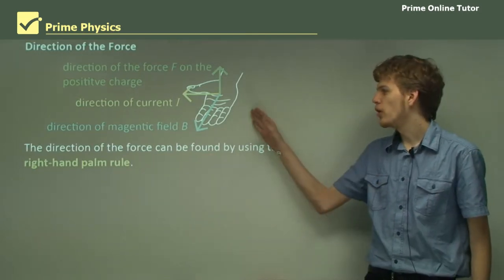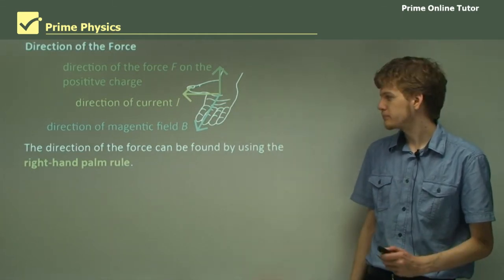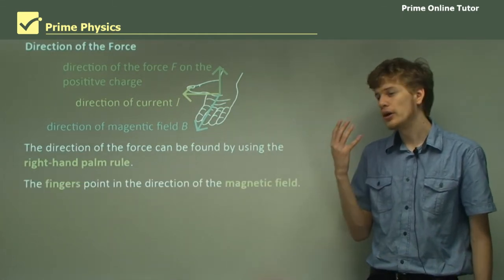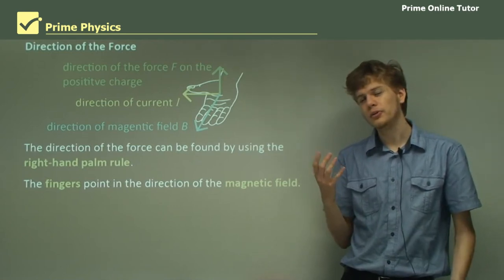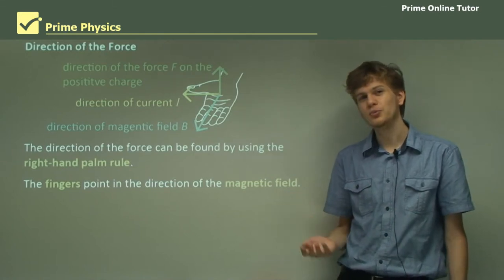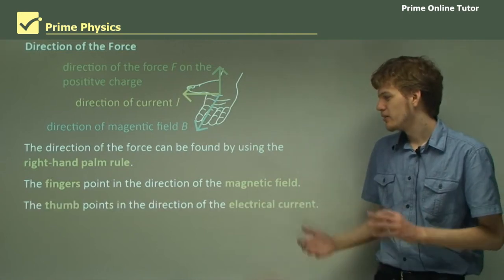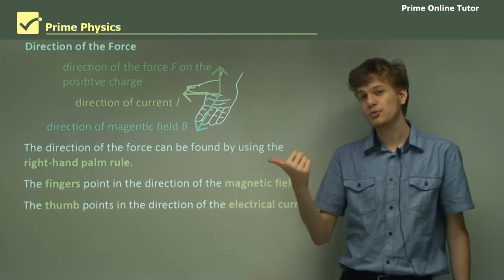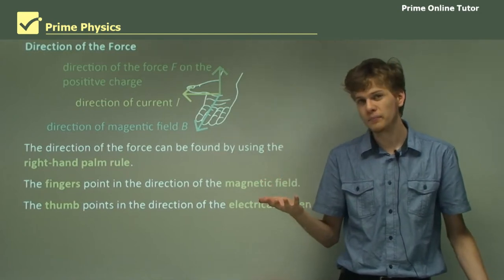Well, we use the right-hand palm rule, which we can see over here. So the fingers will point in the direction of the magnetic field, right? Often the magnetic field is represented by multiple parallel lines, and so this is handy because we have multiple parallel fingers. The thumb points in the direction of the electrical current, just like the right-hand curl rule, so nothing new there.